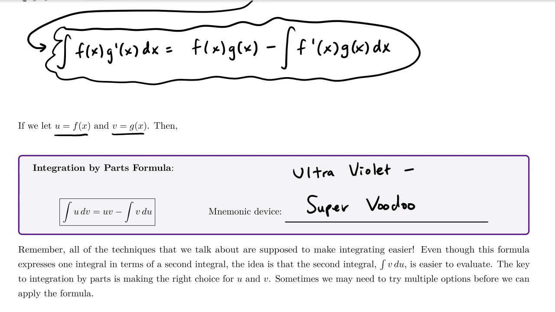So remember, all of the techniques that we talk about are supposed to make integrating easier. Even though this formula expresses one integral in terms of a second integral, the idea is that the second integral, the integral of v du, is easier to evaluate. The key to integration by parts is making the right choice for u and v. Sometimes we may need to try multiple options before we can apply the formula. Let's look at an example.